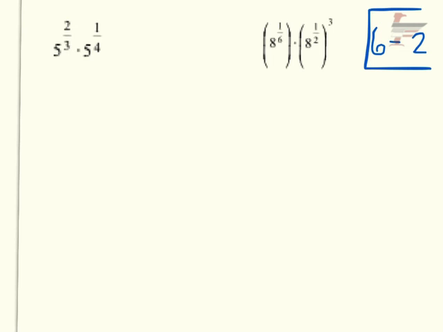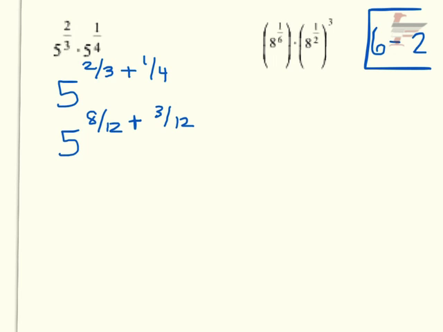All right, so the first one is 5 to the 2/3 times 5 to the 1/4. So again, if you have the same base, you keep that base the same. And when you're multiplying like bases, you add the exponents. So it's going to be 2/3 plus 1/4. And of course, with fractions, you need common denominators. So between 3 and 4, that would be 12. So that would change to 8/12 and 3/12. And 8 plus 3 is 11.